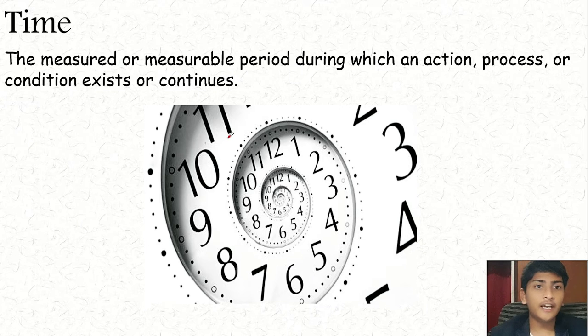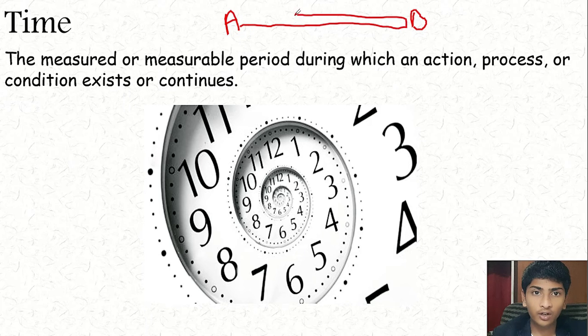Next, time. Time is a measured or measurable period during which an action, process or condition exists or continues. Time is a measurable period. Let's take A as a period and B as a period. The duration between these two periods is called time, and it doesn't have any end because time is just imaginary.